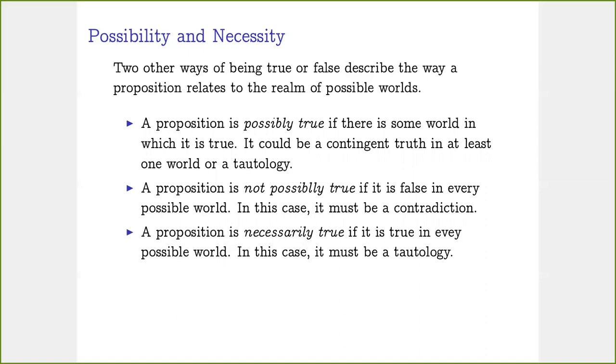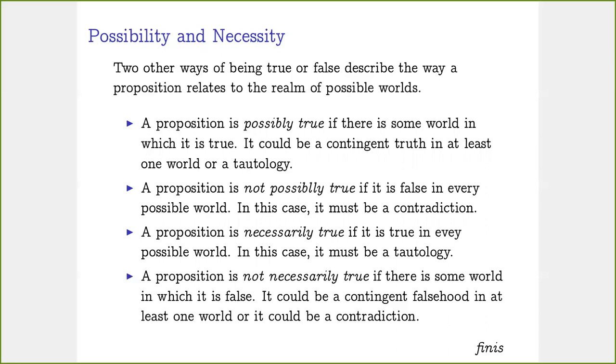A proposition is necessarily true if it is true in every possible world. In this case, it must be a tautology. A proposition is not necessarily true if there is some world in which it is false. It could be a contingent falsehood in at least one world, or it could be a contradiction.